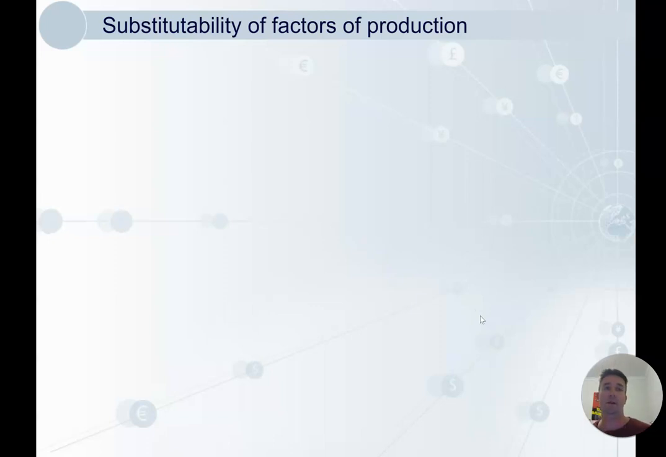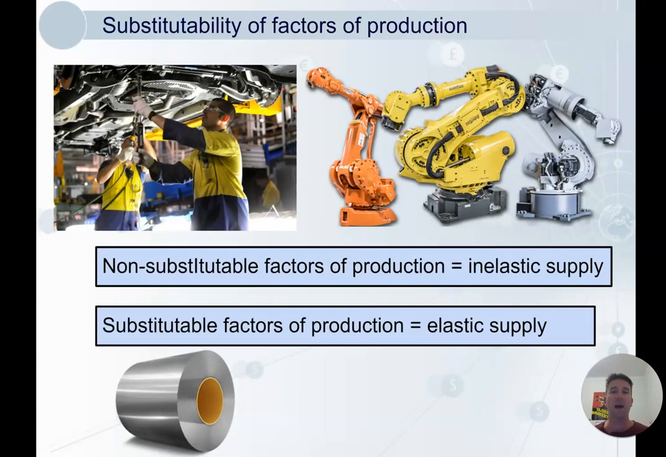Okay, substitutability of factors of production. This is how well the factors of production, so your land, labor, capital, can be substituted to producing something else. So if your factors of production are non-substitutable, you've got inelastic supply. If your resource can only be used for one good, that makes all your other goods have pretty inelastic supply because you can't take that resource and put it elsewhere.